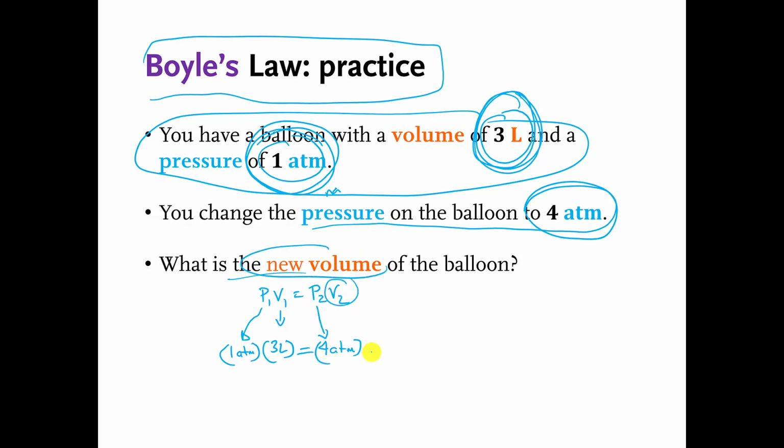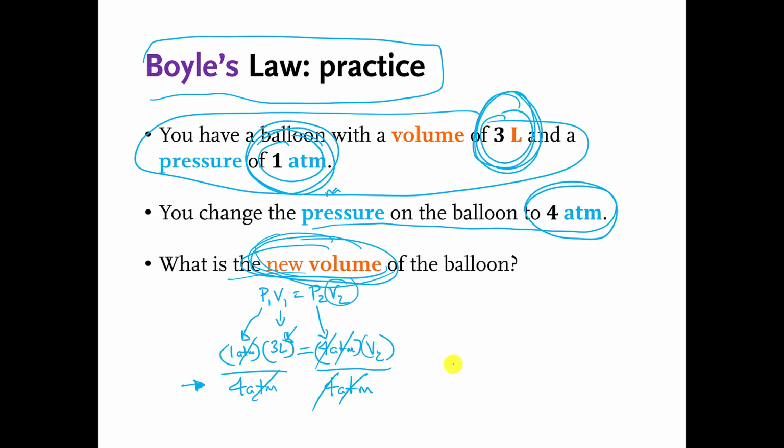And that's this one. So we don't know what that one is, so we're just going to call it V2. And then we need to get the V2 alone, so we're going to divide both sides of the equation by 4 atm. If we divide the right side by 4 atm, the 4's reduce away to 1, the atm's cancel. We have to do the same thing to the left side. We have to divide the left side by 4 atm as well to keep it equal. On the left side, the atm's will cancel. The only unit that I have left is liters, which is what we want because liters is a measure of volume, and the question says we want to know what the new volume is.